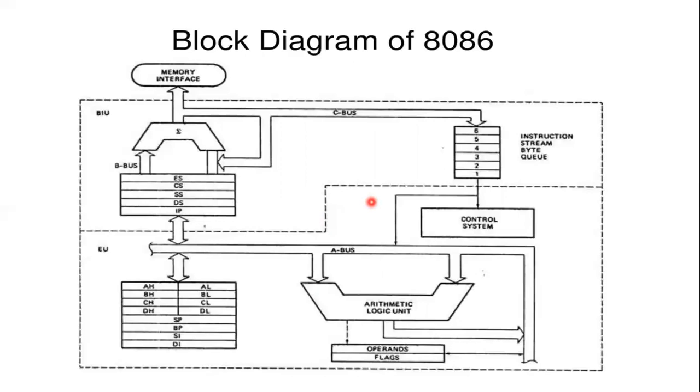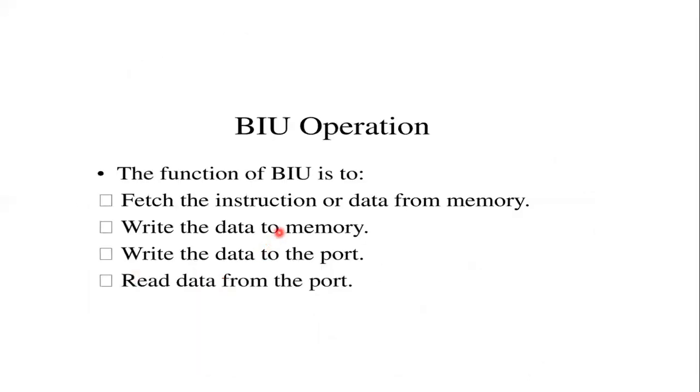Right, so this is the block diagram of 8086. The first unit is the bus interface unit. Then the second unit is the execution unit. Let us see what components are available in the BIU and EU. First, what is the use of the BIU? The operations of the bus interface unit.